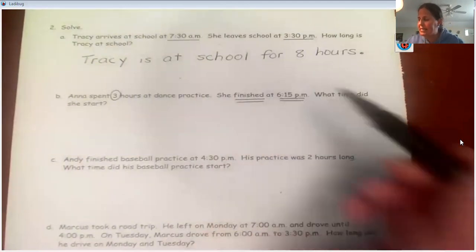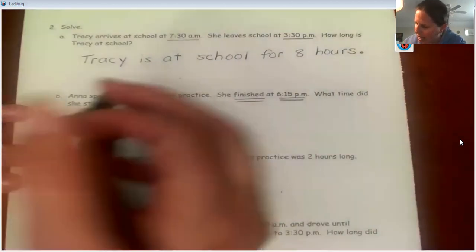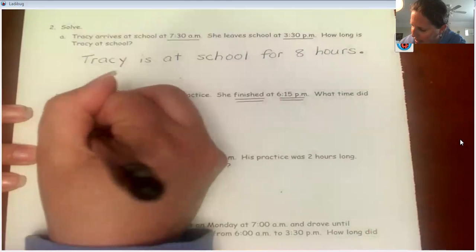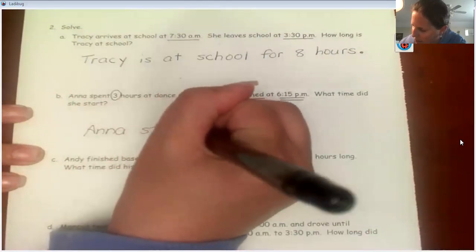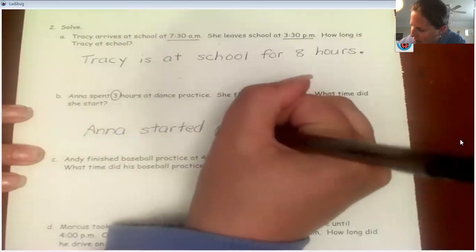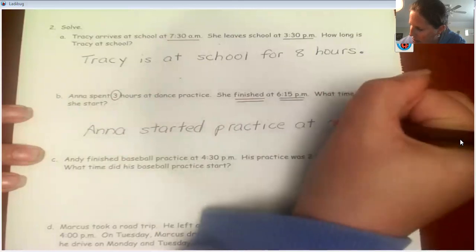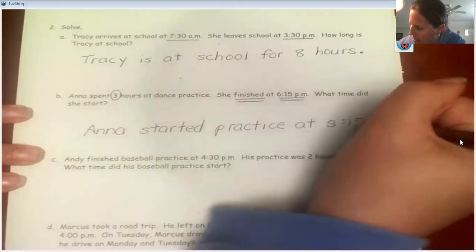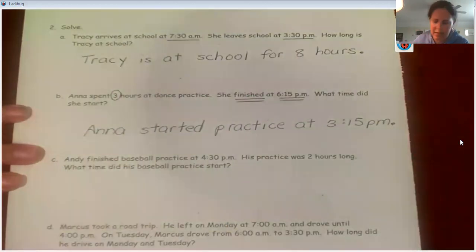If she started at 6:15, we count back an hour to say 5:15, 4:15, 3:15. So since it needs to be answered in a statement, Anna started practice at 3:15 p.m. period, once again.